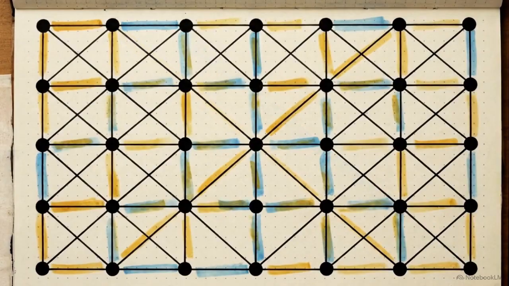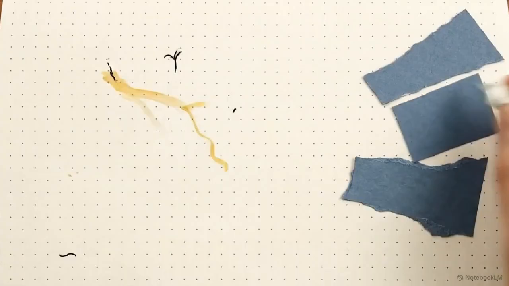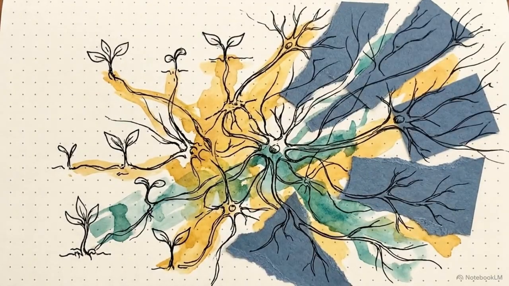hit a hard ceiling. If the goal is artificial general intelligence, we cannot rely on endpoint mapping. We have to embrace algorithmic growth. The next leap in intelligence will not come from writing a better blueprint. It will come from learning how to grow a mind.